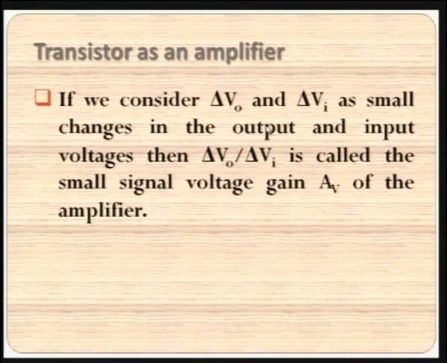Now let us analyze the circuit further. If we consider the change in the output voltage, that is delta VO, and the change in input voltage, that is delta VI, as small changes in the output and input voltages, then the ratio delta VO upon delta VI is called the small signal voltage gain, which is represented as A suffix V. Here A implies the amplification and V implies the voltage. So, it is the voltage amplification of the amplifier.